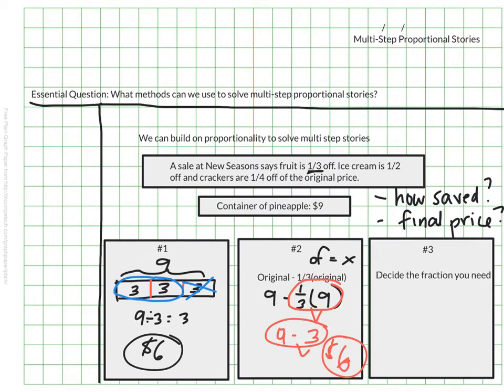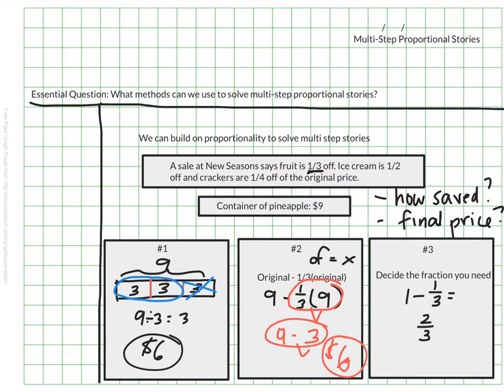And our third option has us start by deciding what fraction we actually need to be using for our total. So in this scenario, the fruit is 1/3 off. Therefore, if we consider the whole thing as 100%, or 1, we know that we're going to take off 1/3 of the price, which means that we're going to be paying 2/3, right? So we can actually just start by saying, oh, I'm paying 2/3 of the original price.